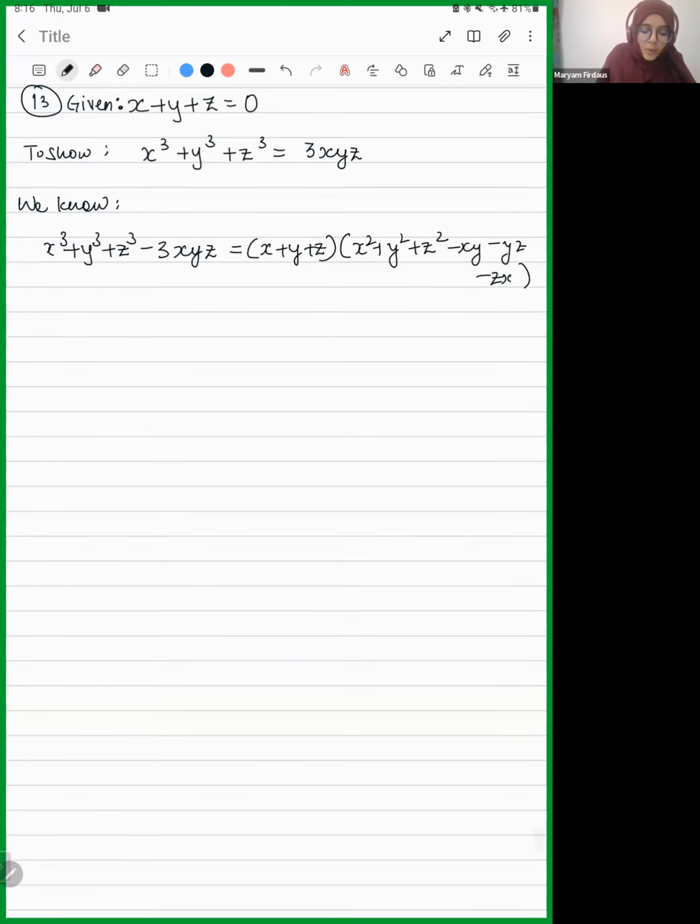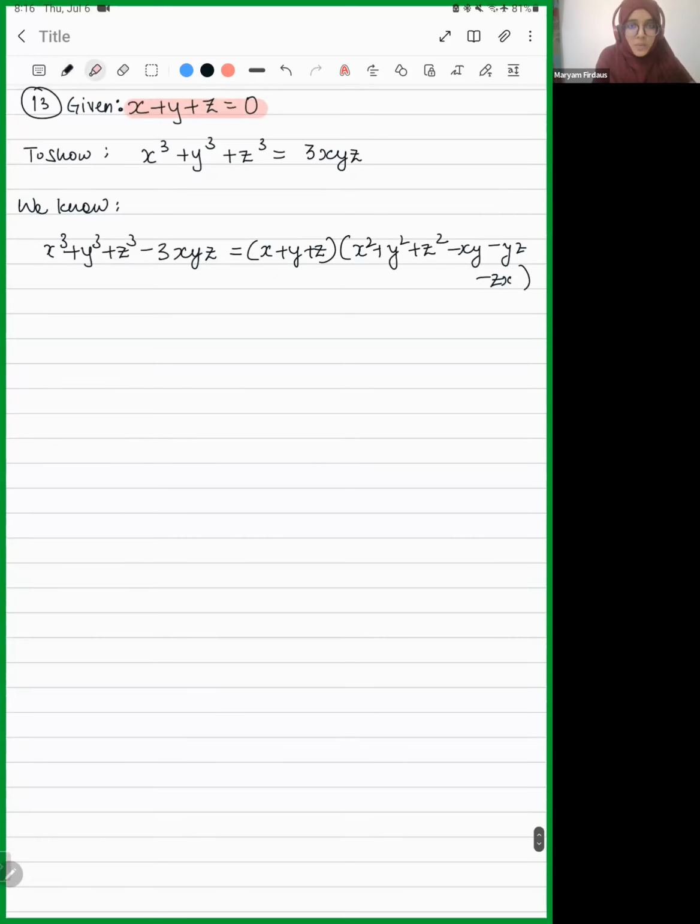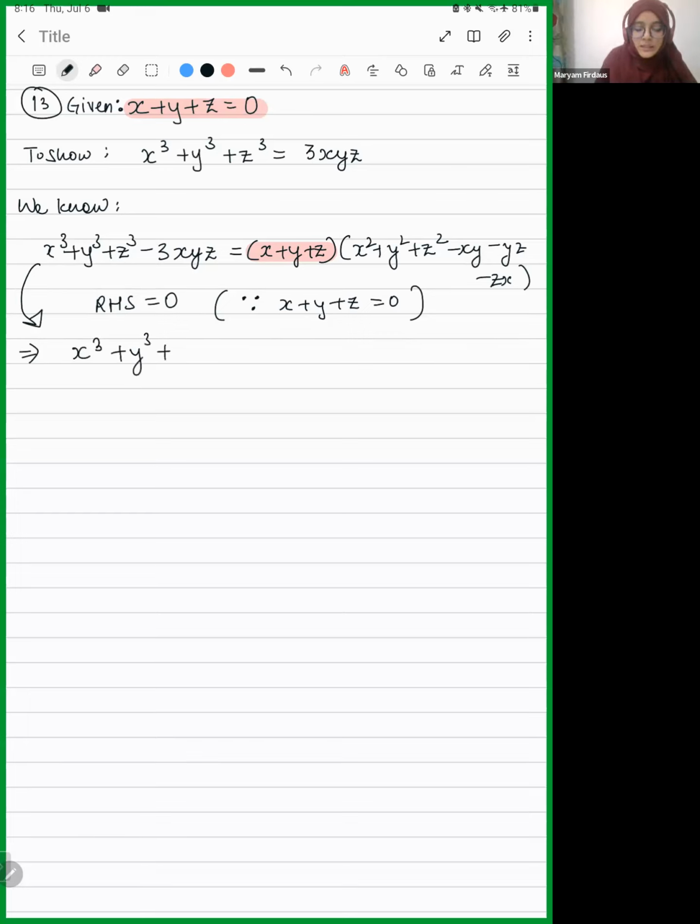Now what has been given to us? x plus y plus z is 0. So that means this thing is 0. If 0 is multiplied with whatever big bracket this is, the entire RHS becomes 0. So RHS equals 0, since x plus y plus z equals 0, which is given. Hence from this identity, we have x cubed plus y cubed plus z cubed minus 3xyz equals 0.